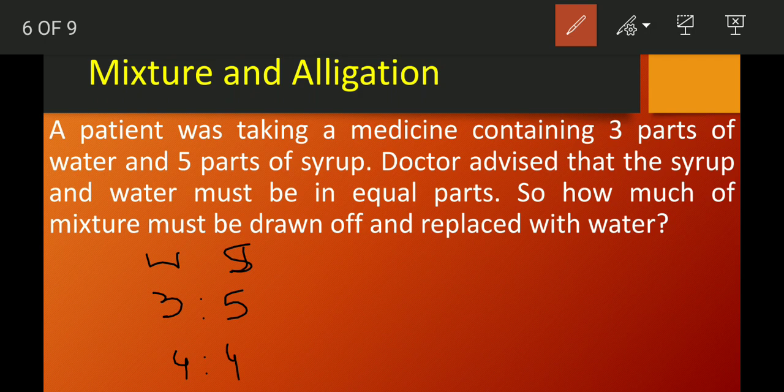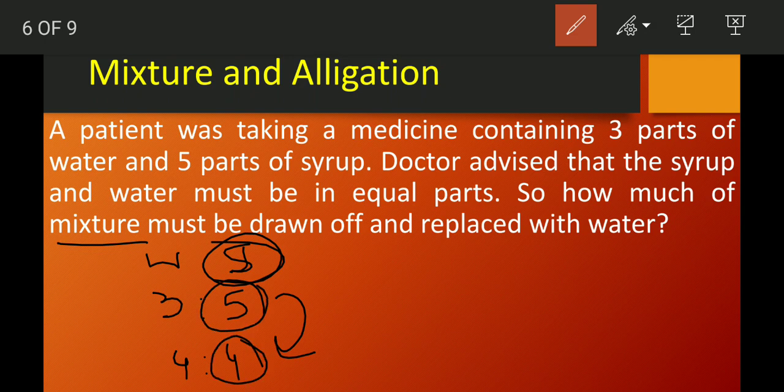This is done since the amount of mixture is taken out, and in this mixture we can say the syrup is also taken out. So the amount of syrup taken out actually gives us the amount of mixture taken out. In this case the amount of syrup initially was 5 units, but finally it is 4 units. So the amount taken out is 1 over the total quantity of syrup, which is 5. Therefore 1/5 of the syrup is taken out. So we can easily say that 1/5 of the mixture is actually taken out and that much is replaced with water. So our answer would be 1/5.